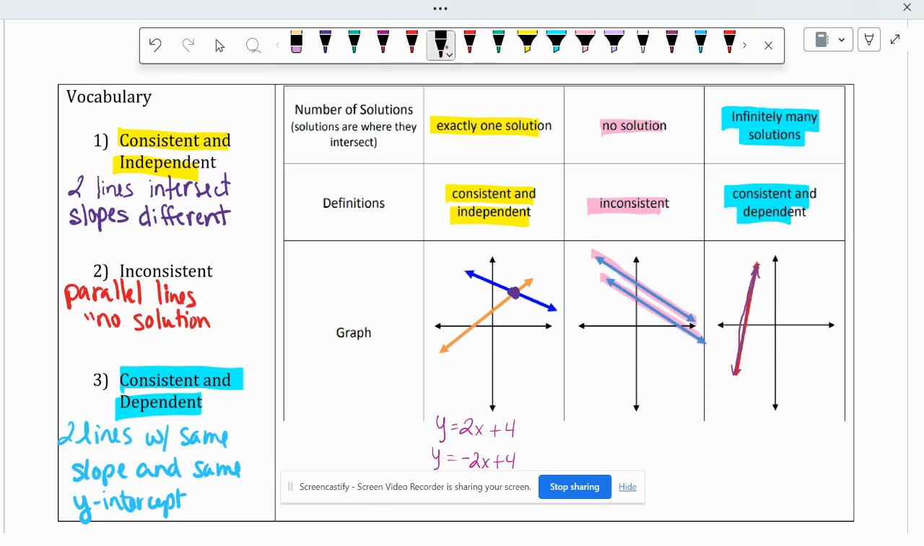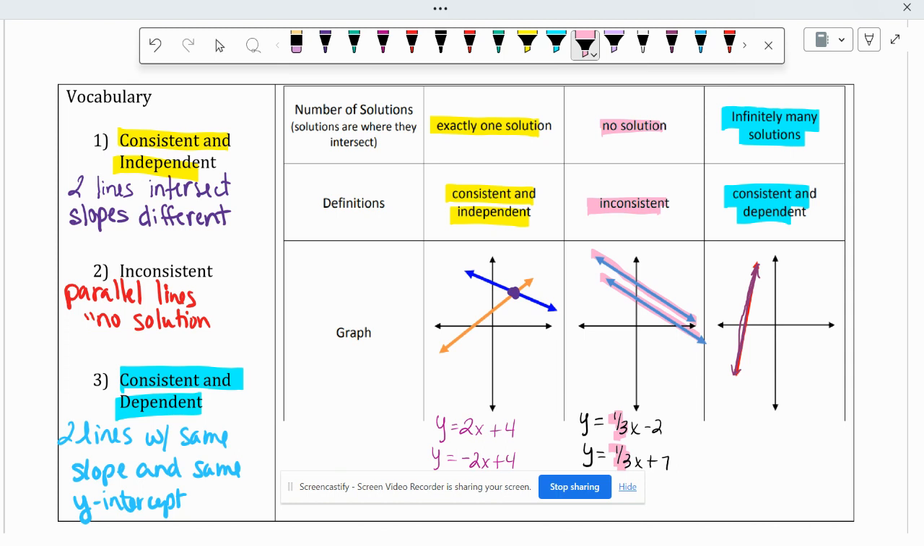When we talk about our inconsistent, that means these lines are parallel. So they have to have the same slope but different y-intercepts. Parallel lines have the same slope but different y-intercepts. So how about y equals 1/3 x minus 2 and y equals 1/3 x plus 7. That's an example of inconsistent. Notice that these have the same slope.